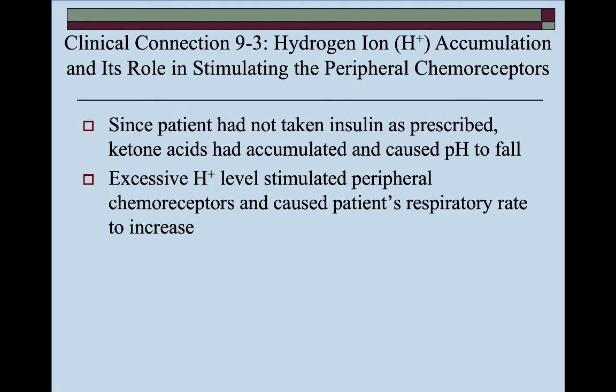And since the patient had not taken the insulin as prescribed, the ketone acids accumulated, and that caused her pH to fall. And what does that cause? A low pH causes a high hydrogen ion level, and that's going to stimulate those peripheral chemoreceptors and increase that respiratory rate and create that Kussmaul breathing pattern that we discussed.